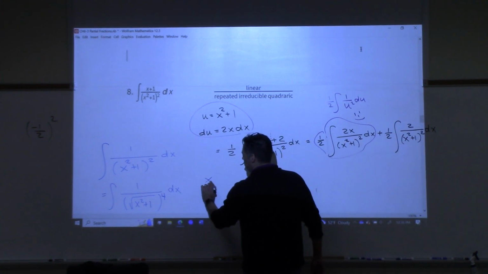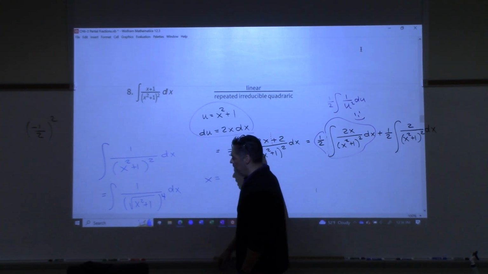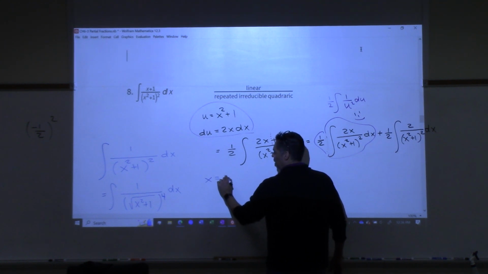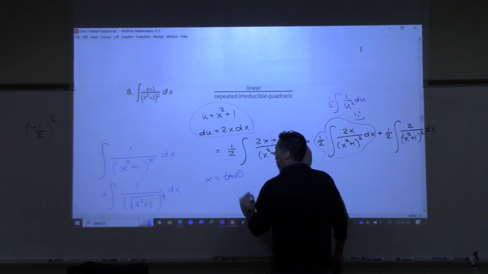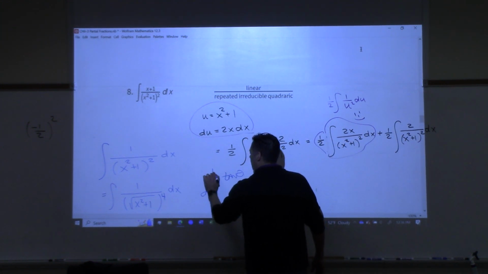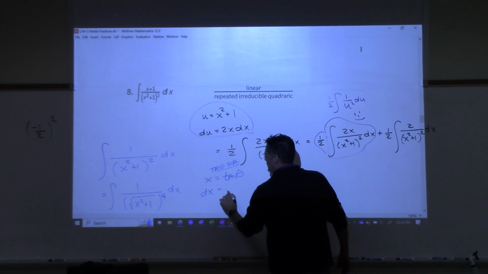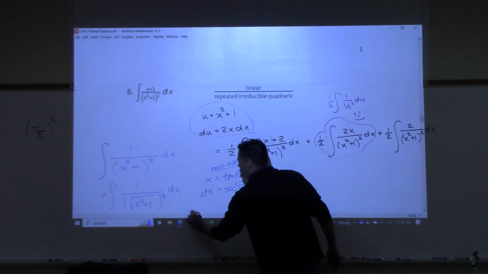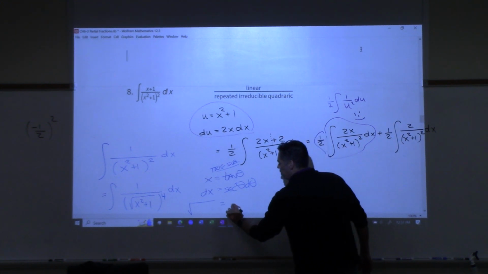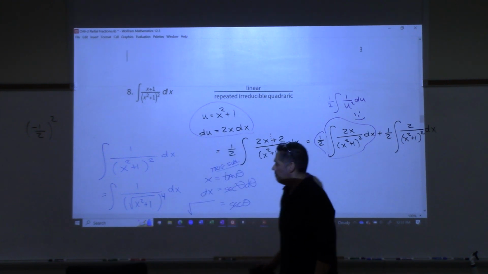What is the trig sub I do when I have variable squared plus constant squared? Tangent. A tan. What's A? 1. So x is tan theta, my trig sub. And then the derivative of that is secant squared theta d theta. And the square root part, that I'm not going to show the work for, turns into secant theta. So that's what happens when I do that trig sub.